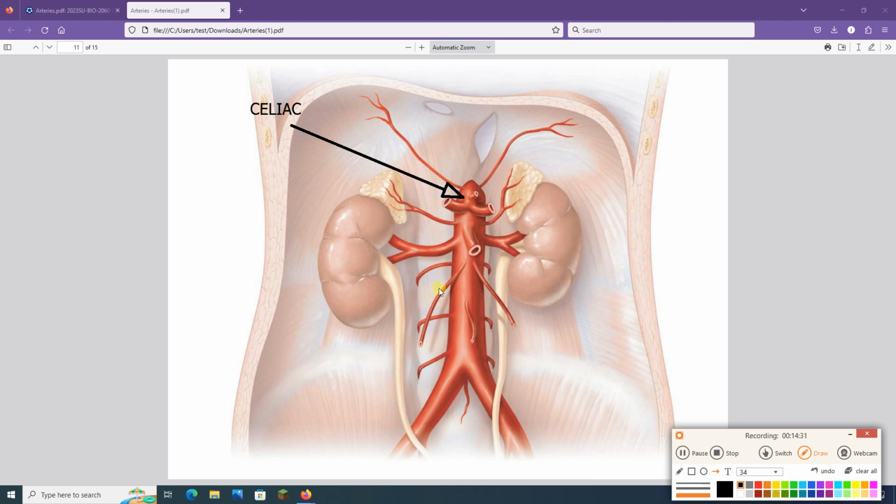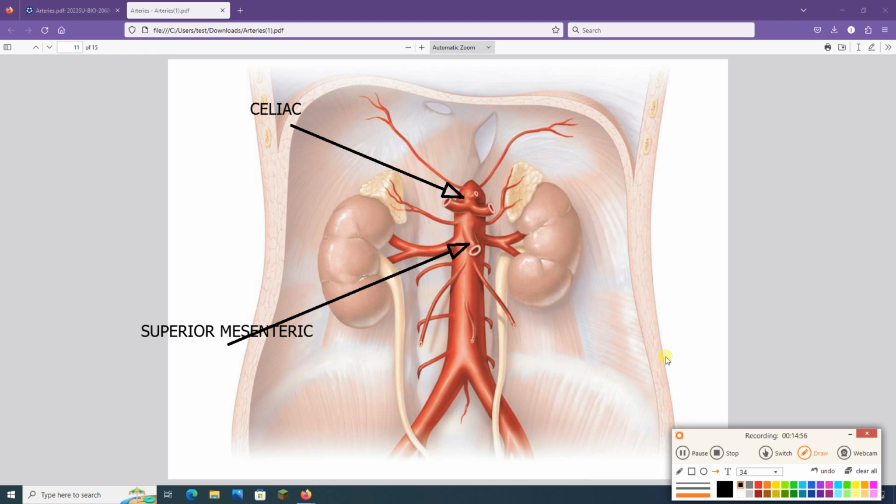Check out this guy right here, who is kind of underneath the celiac artery. That guy right there is known as my superior mesenteric artery. It is going to feed my small intestine, S for superior, S for small intestine, and some of the large intestine as well.